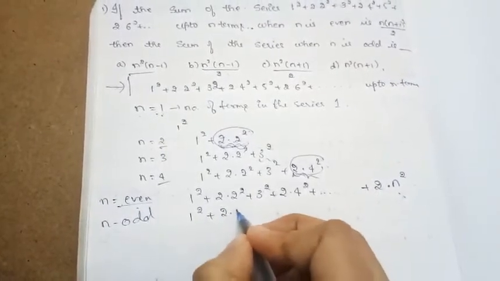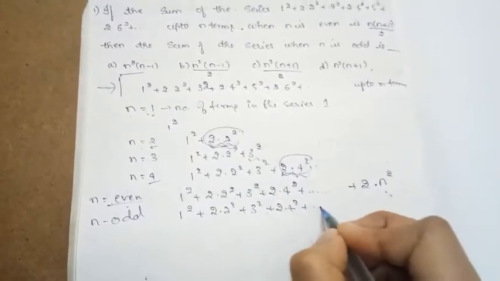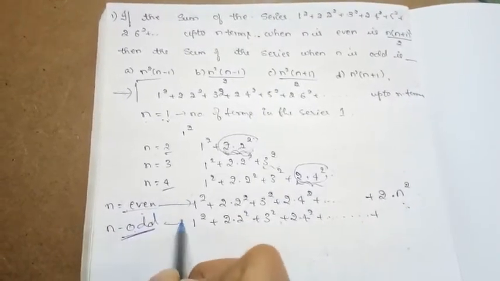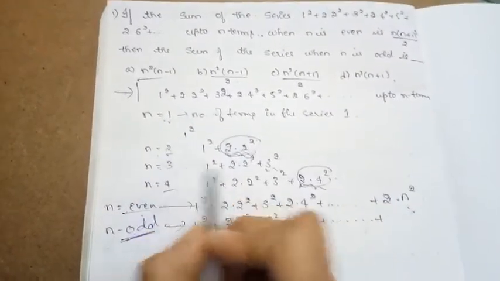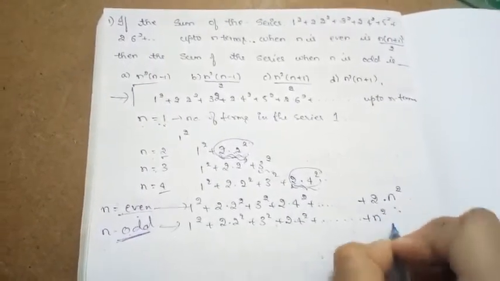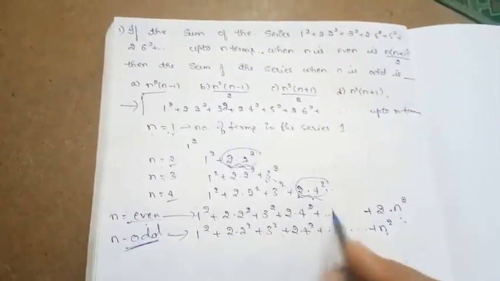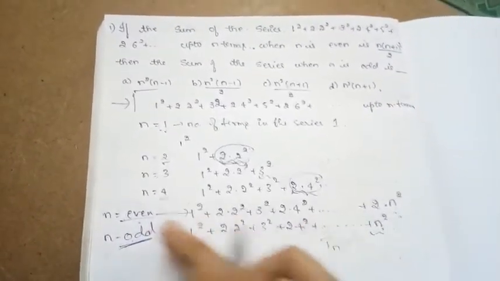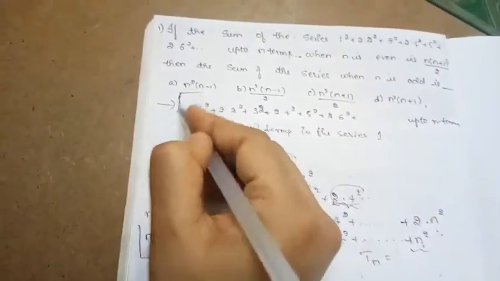So 1 square, 2 into 2 square plus 3 square plus 2 into 4 square and so on, plus the last term. Here n is odd, earlier n was even. So the last term automatically becomes, you can see, 1 square, 3 square, if it was 5 the last term would be 5 square. So it becomes n square. Here n is odd, there n is even. So this is how we write the last term, that is Tn, the last term of the given series. This is the basic thing which you should know from the concept.